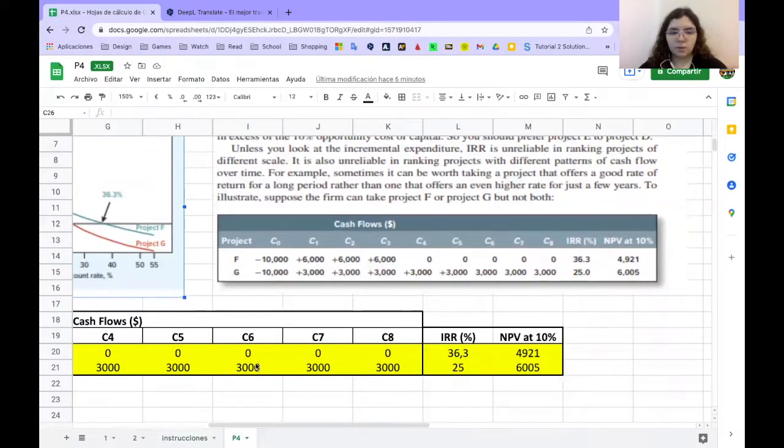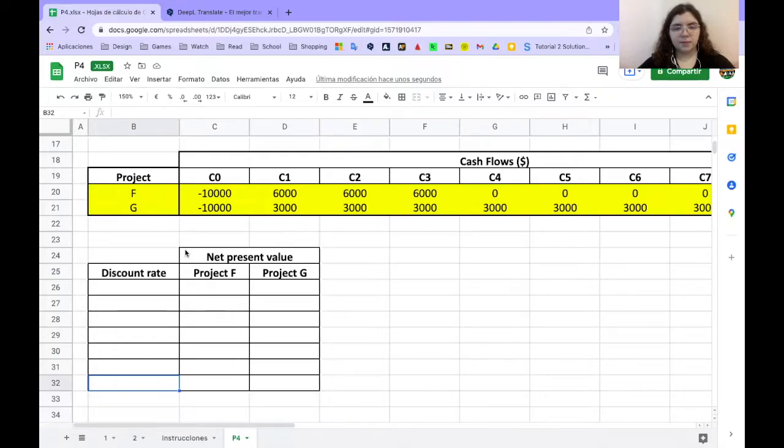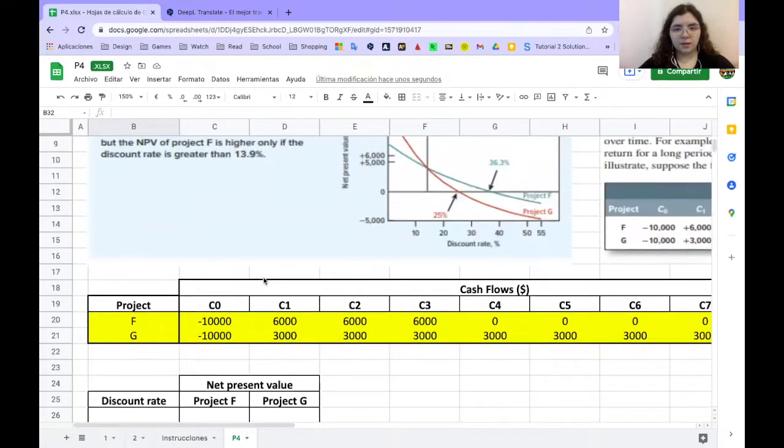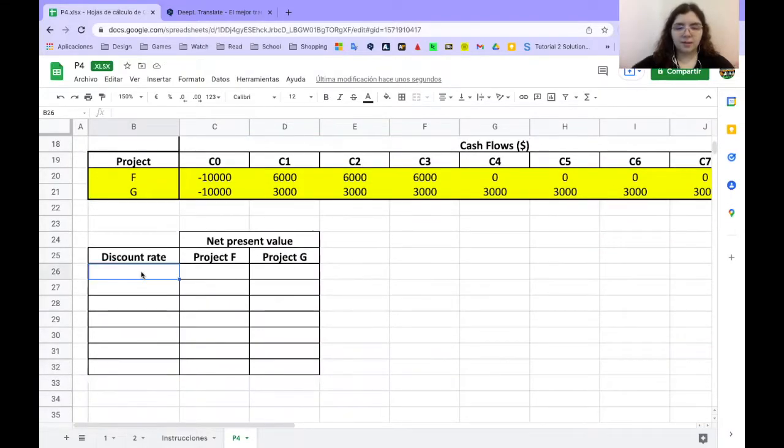So what I did here is to do the same table with the data so I can use it. And well, then you have to make another table for the graphic. In the book it says that they use a discount rate from 0 to 55%. So we are going to do the same. Let's put the data. First 0, 10, 20, and so you go to 55. And then we are going to calculate the net present value.